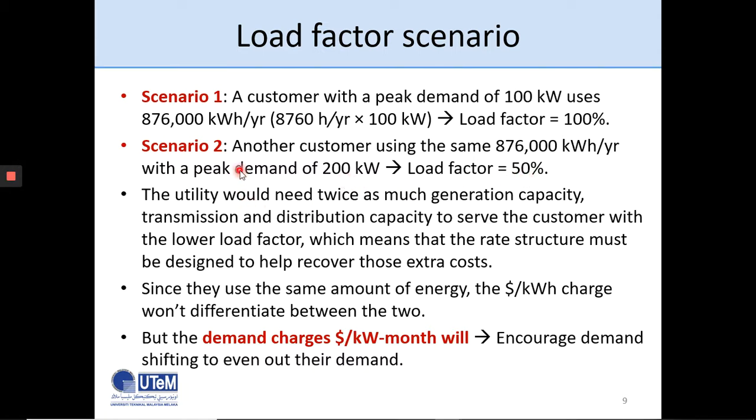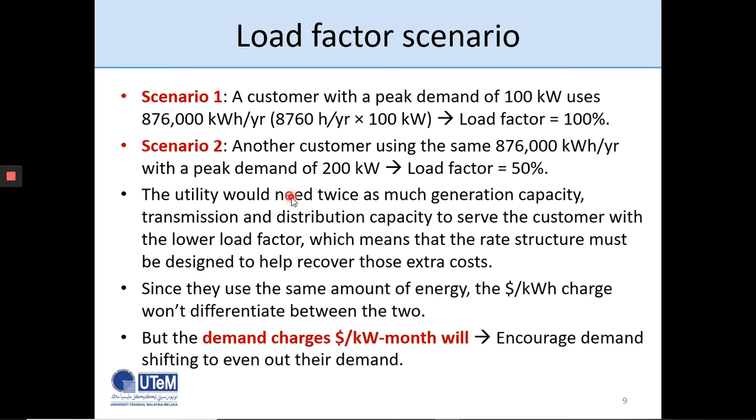So for scenario two, the utility would need twice as much generation capacity, transmission and distribution capacity to serve the customer, even though they use the same amount of energy in the end. So the rate structure, or how they charge these two customers, must be different, because the way they use energy is different.